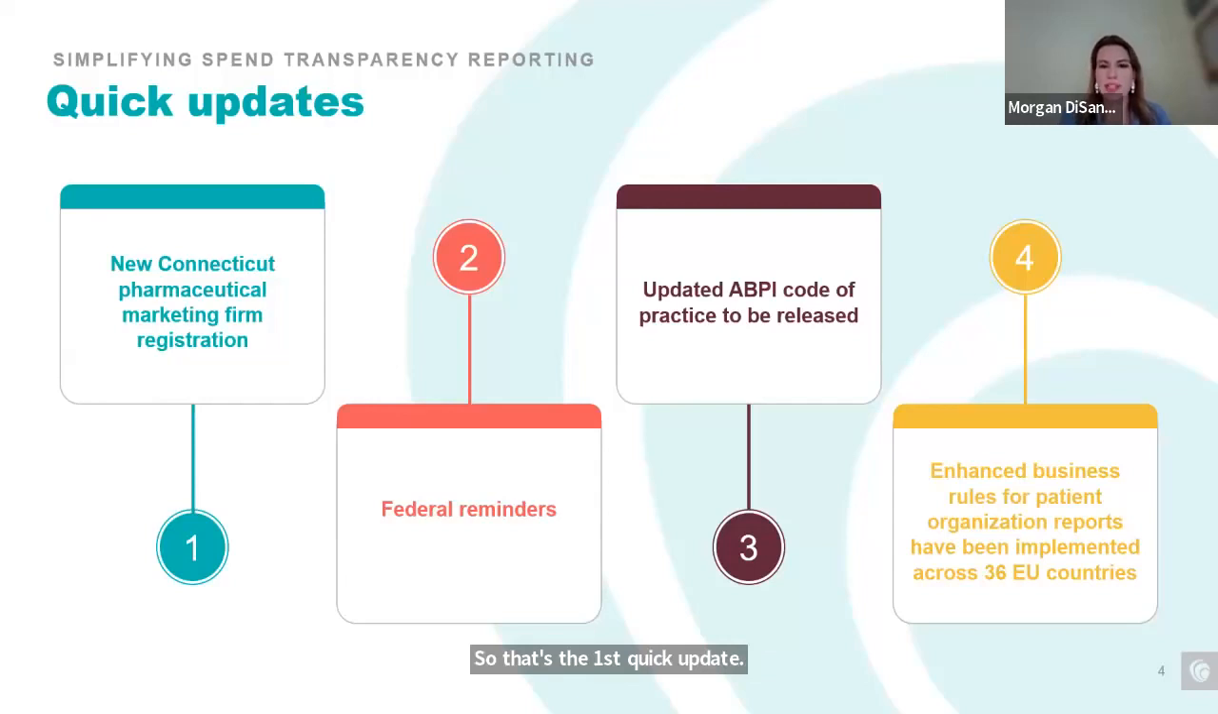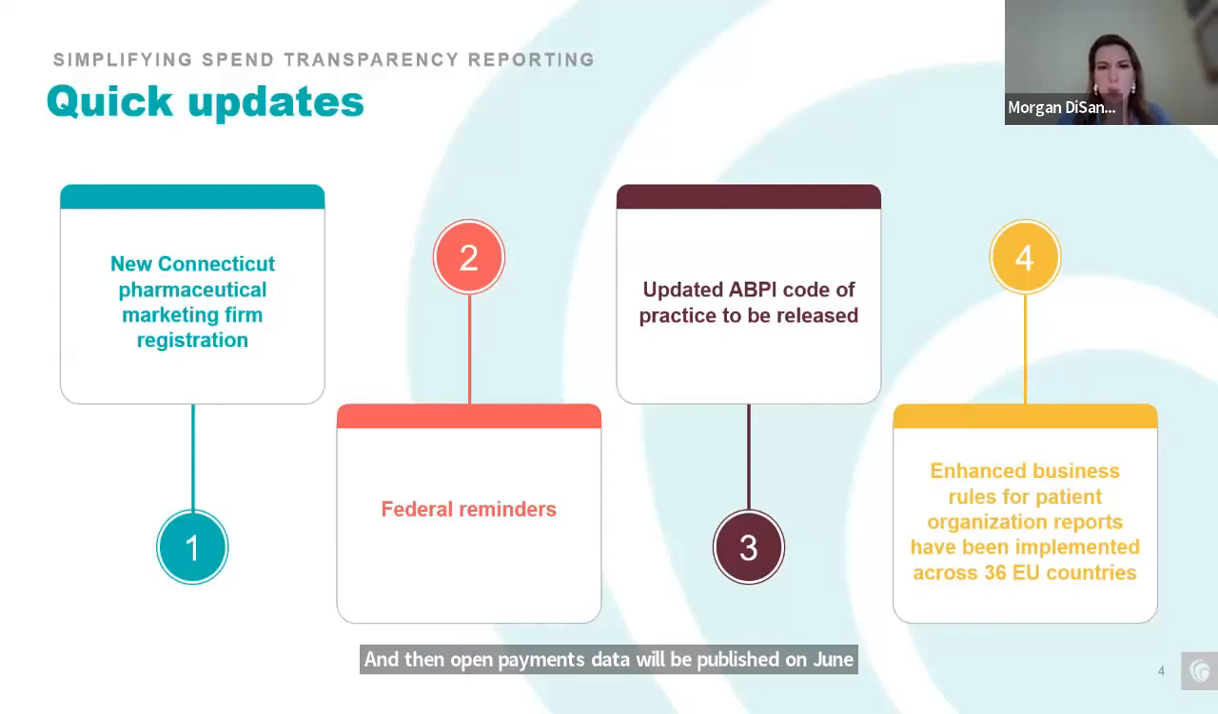The second one also has to do with general federal reminders. So I'm sure we were all heads down to meet that March 31st deadline. And so the dispute period will be closing soon on the CMS Open Payments portal on May 15th. And then open payments data will be published on June 30th.